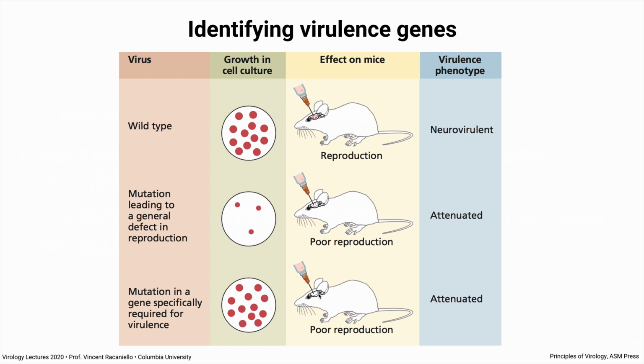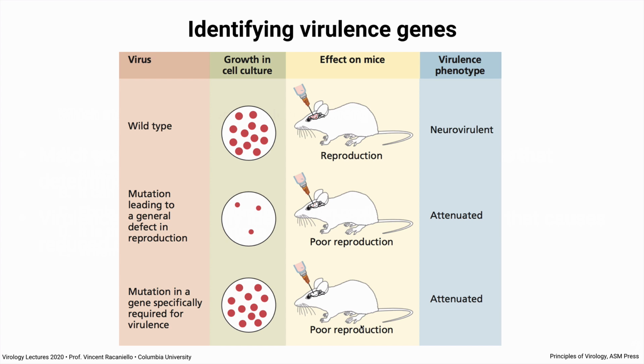When you put it intracerebrally into mice, the phenotype is attenuation. So the virus does not reproduce well in mice. So this is a gene that has something specifically to do with mice, and then you can take it and do experiments to identify what the function is. That's a virulence gene as opposed to a gene just generally required for reproduction.